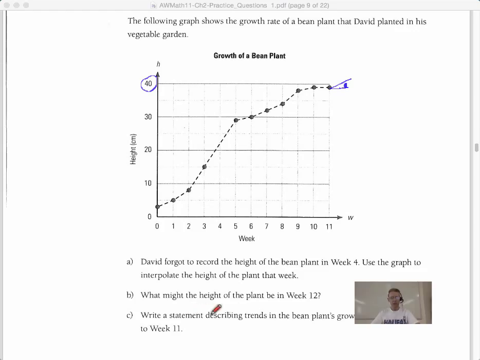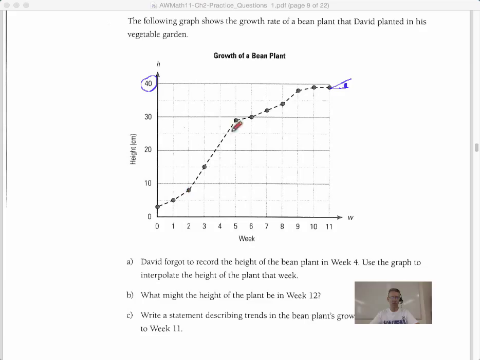Okay. Part C down here says, write a statement describing trends in the bean plant's growth rate from week 0 to week 11. Trends. Well, what's the trend? Well, there's a couple of trends, I guess. This is quite a growth spurt here. And then it's kind of lagged off a little bit, not quite as strong a growth, and then it seemed to have leveled off.